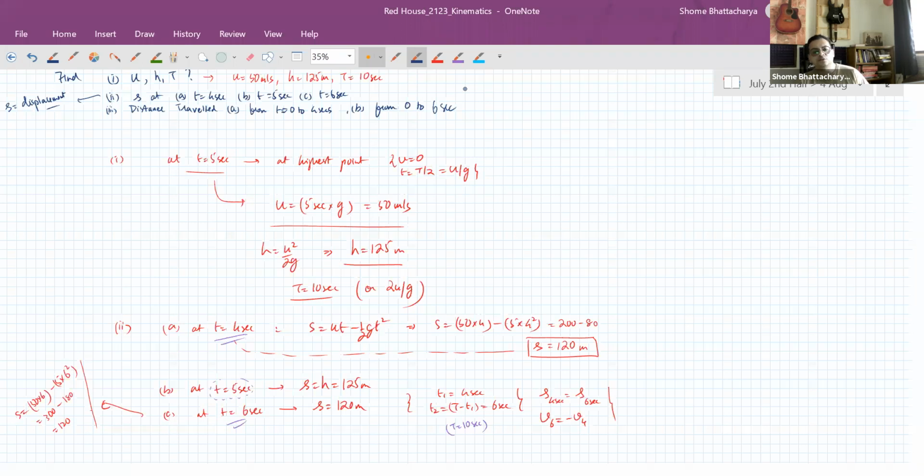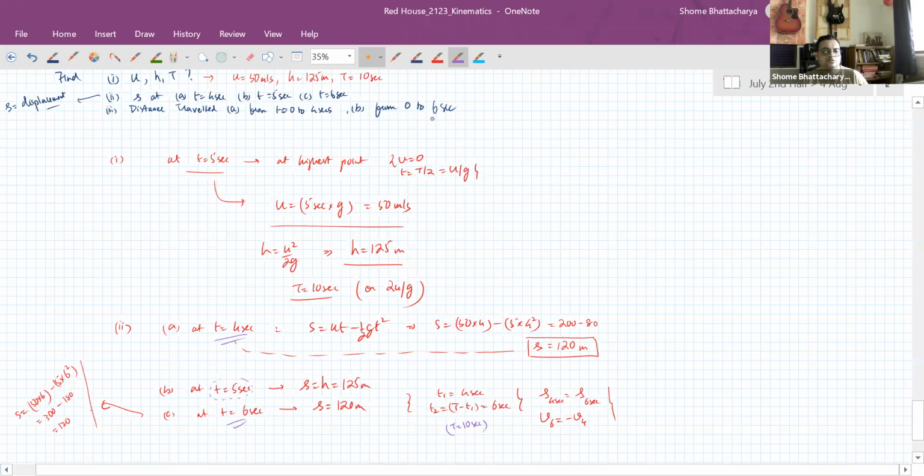So you have to actually calculate how much it went up and then how much it came down. So it went up from 0 to 5. Then it came down for how much time? For 1 more second, from 5 to 6. So calculate how much it came down in that 1 second after reaching the highest point and add that to the maximum height. That will give you the distance traveled from 0 to 6 seconds.